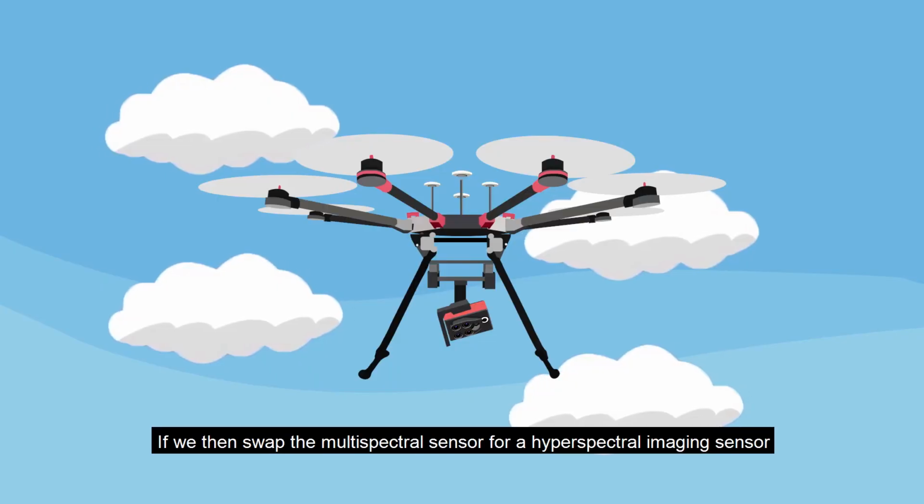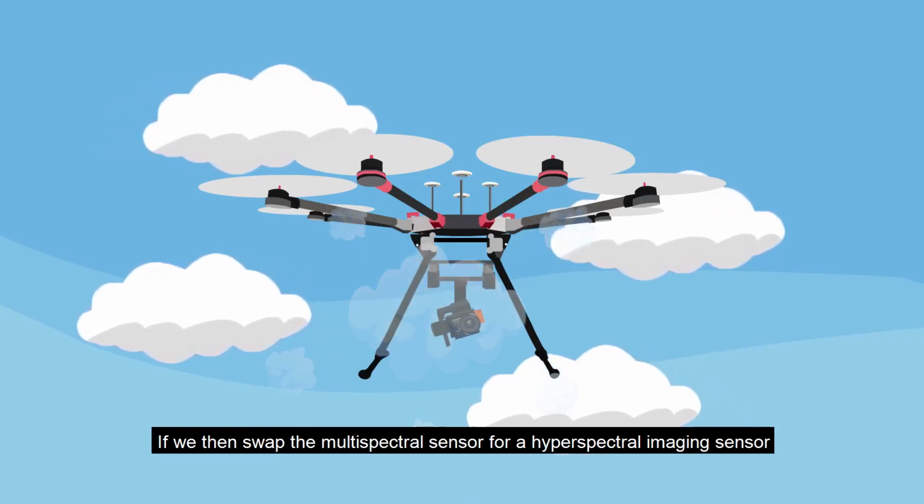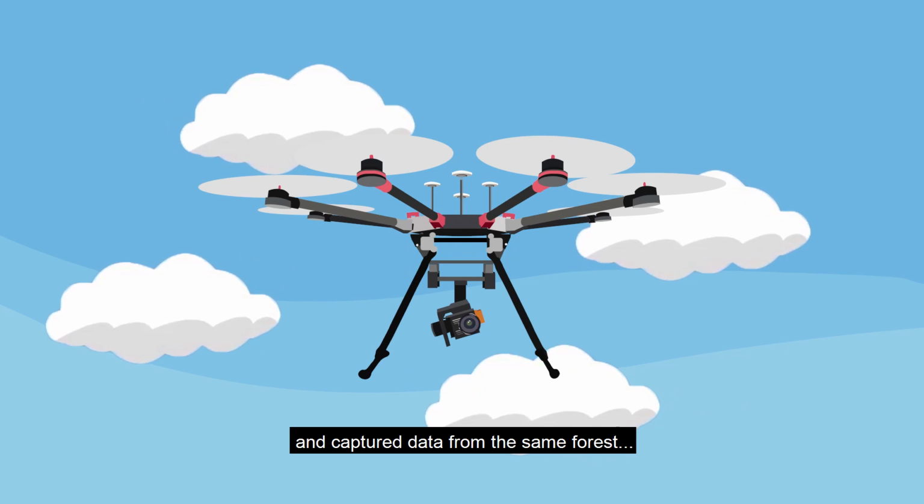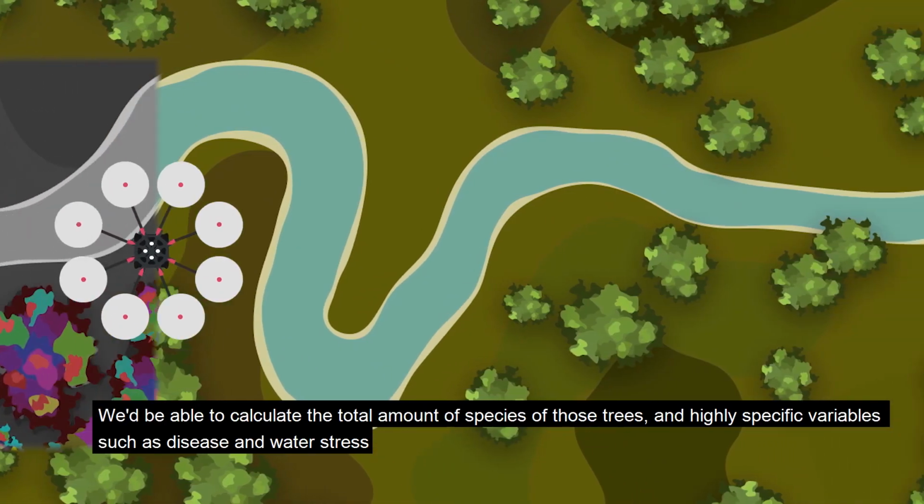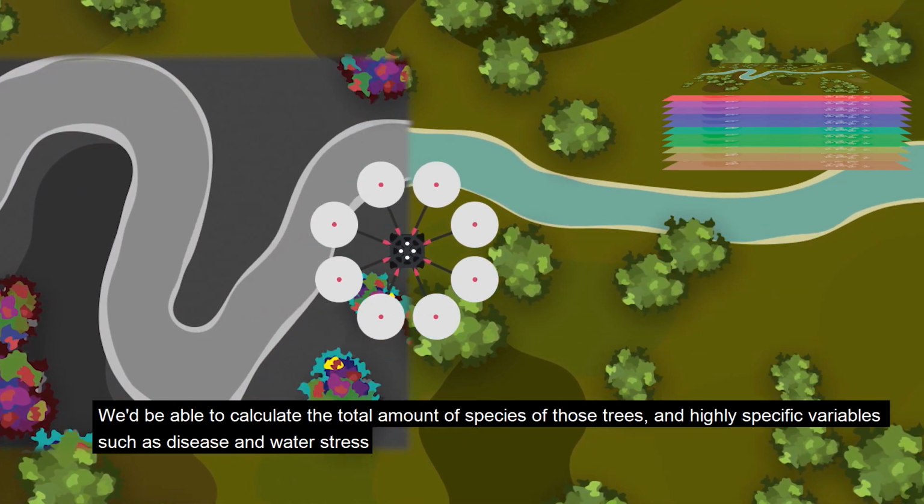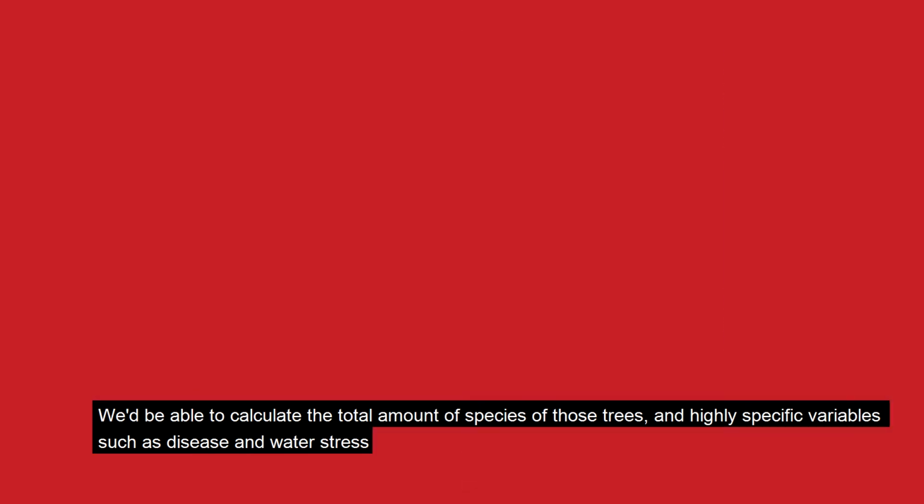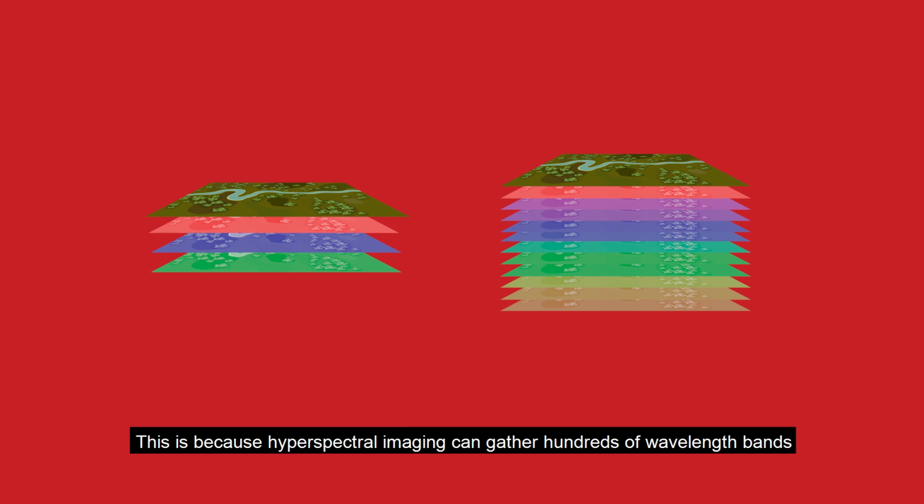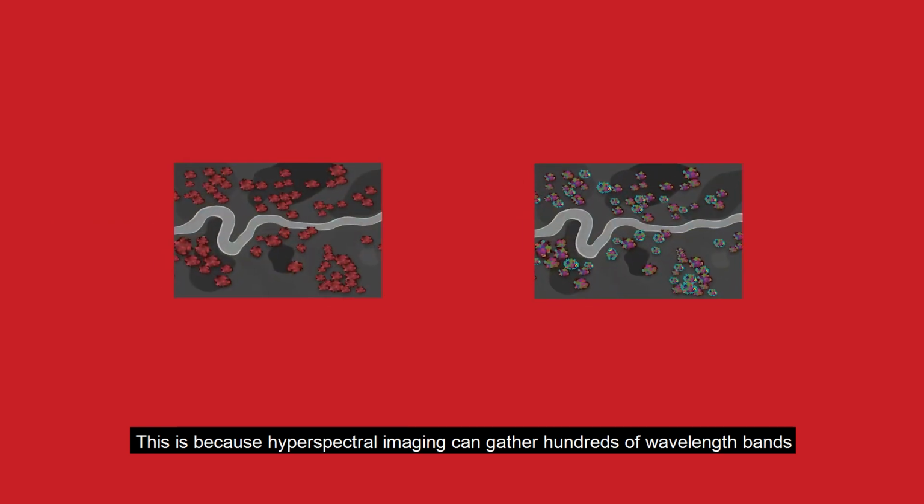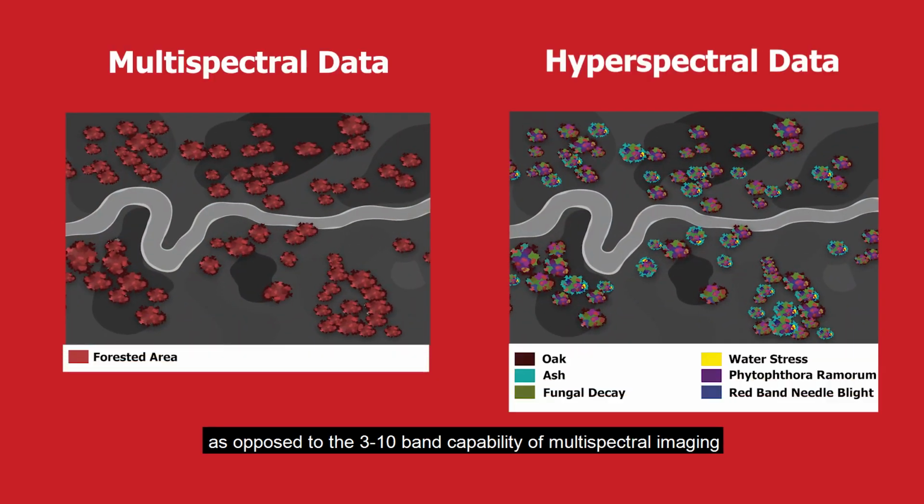If we then swap the multispectral sensor for a hyperspectral imaging sensor and capture the data from the same forest, we'd be able to calculate the total amount of species of those trees and highly specific variables such as disease and water stress. This is because hyperspectral imaging can gather hundreds of wavelength bands, as opposed to the 3 to 10 band capability of multispectral imaging.